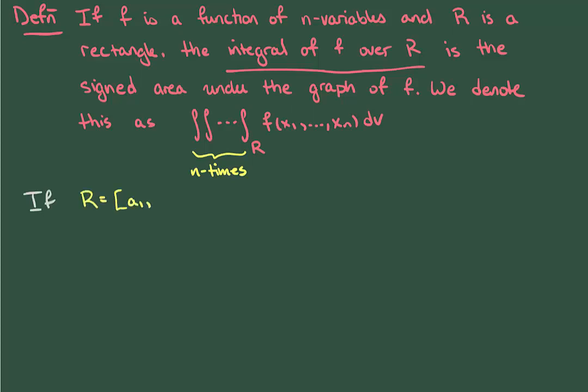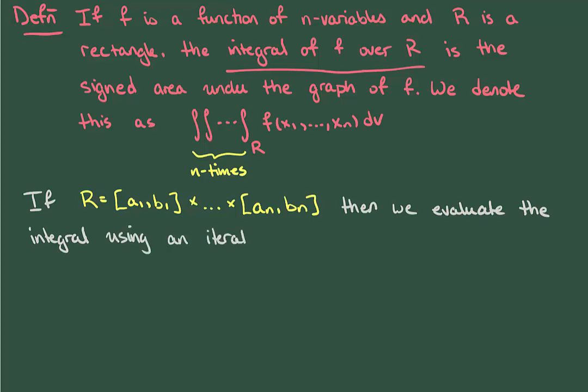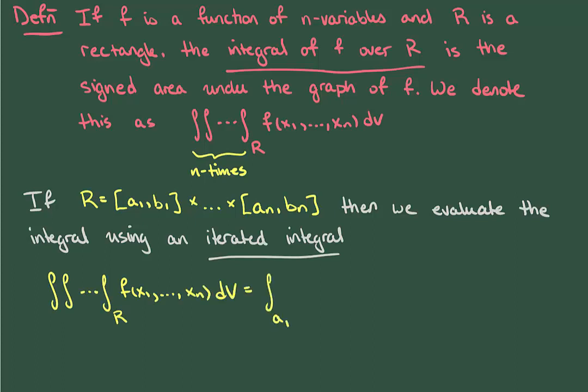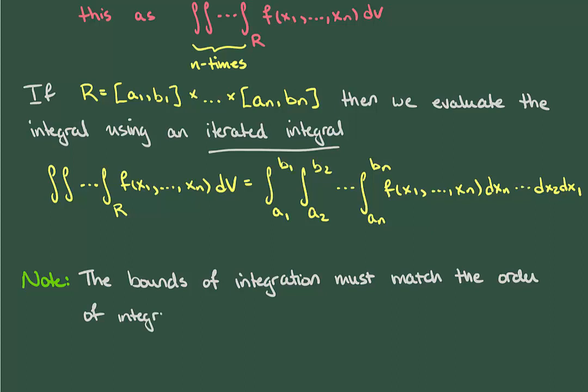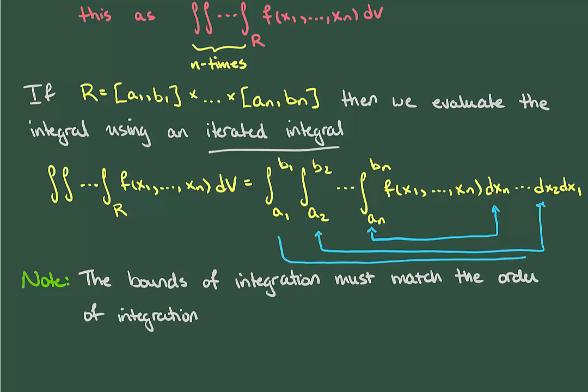More concretely, let's let R be a rectangle of the following form, in which case the integral over f can be evaluated as an iterated integral, like so. That is, we're going to break this integral down into n one-dimensional integrals, and integrate each variable one at a time. And very importantly, note that the bounds of integration exactly match the order of integration. So when we integrate dx_n, we use the bounds for x_n, while when we integrate x_1, we use the bounds for x_1.